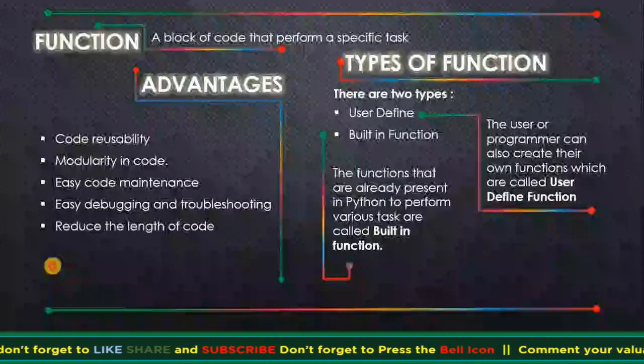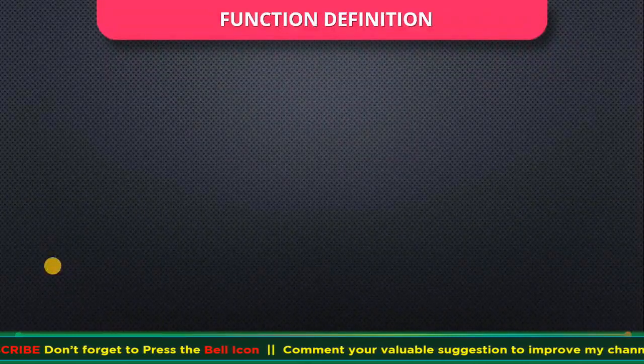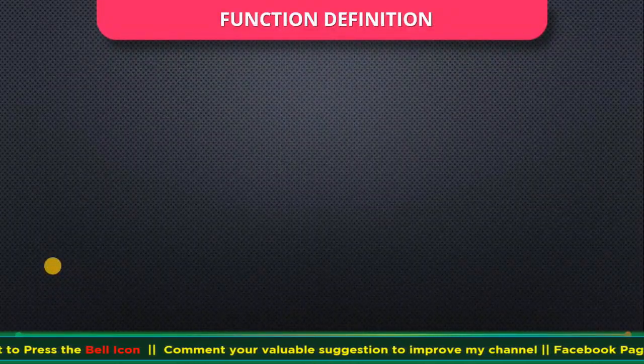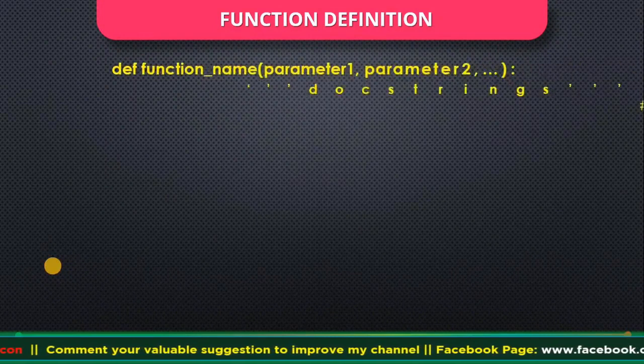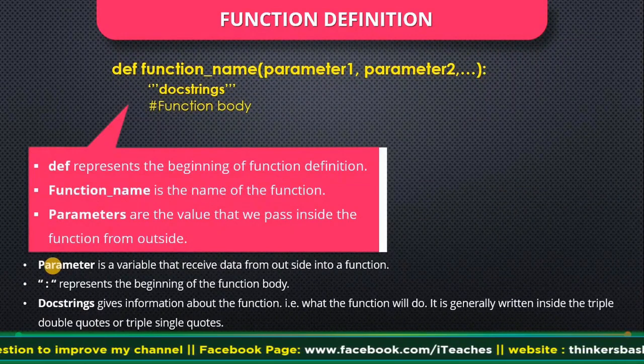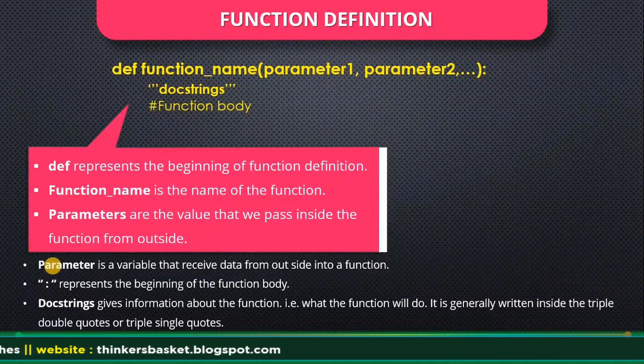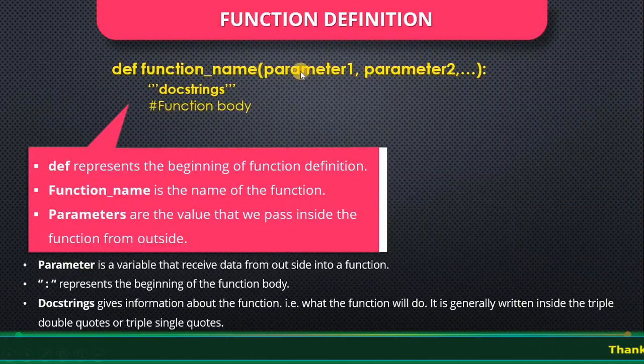Now let's proceed to the next section, which is function definition. That means how you can define a user-defined function. This is what it looks like. As you can see, def represents the beginning of the function definition. After that you have the function name. You have to mention any function name that you want. And after that, inside the parentheses, that is the brackets, you need to pass the parameters on which the function will perform some action.